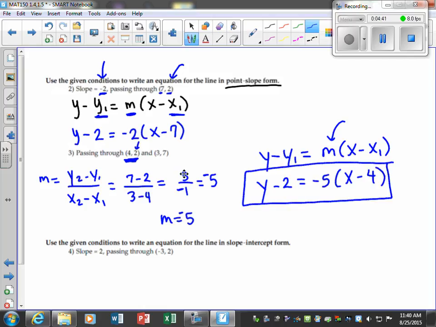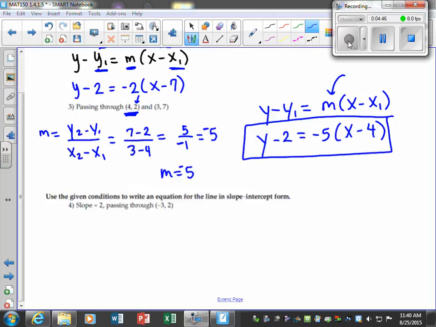So this is our equation in point slope form. Number 4, we're asked to go to slope intercept. Always pay attention to where you're going. I know I'm going to y equals mx plus b format. That's where I'm going, but what they have given me is a slope and a point. So to start, I'm going to use point slope form, and then I'm just going to work my way back to slope intercept.